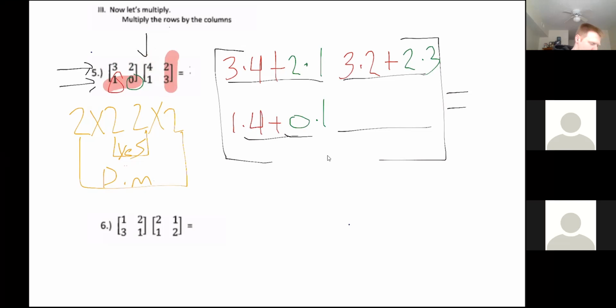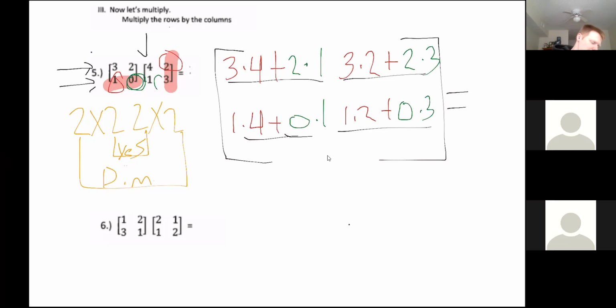Let me see how we're doing. Well, what's the first product we're going to have? So our first number in our row is 1. What's the first number in the column? Like, what are we going to multiply this 1 by? 2. Then we're going to add, what would our second product be? What are we going to multiply the 0 by? 3. The 3, right?